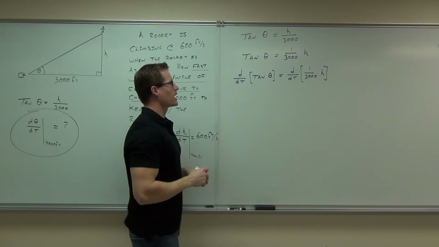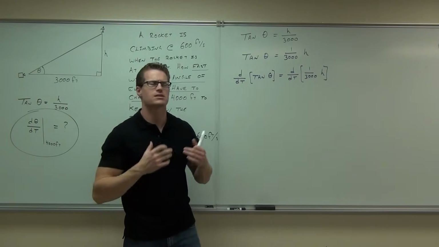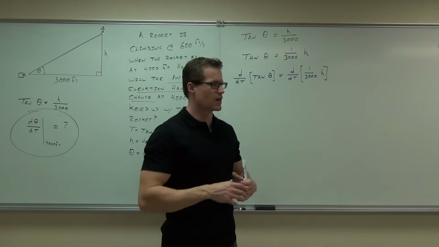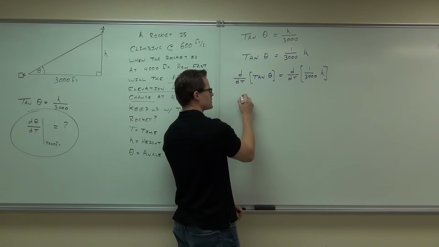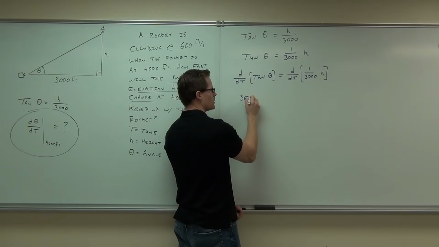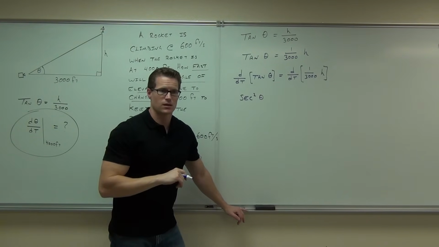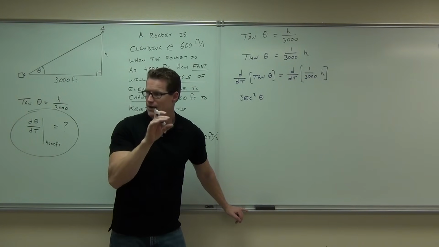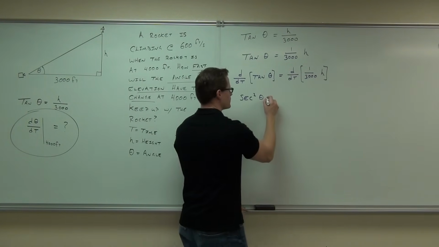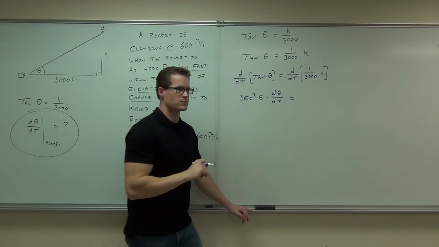Now, hopefully you made it just past this. Just past this would be, okay, let's take the derivative of tangent theta with respect to t. Keep in mind, this is a chain rule every time because it's with respect to t. So the derivative of tangent is what? Secant squared theta. Good. And then, is that it? Because you touched the theta with a derivative, you have to have d theta dt. So far, so good?